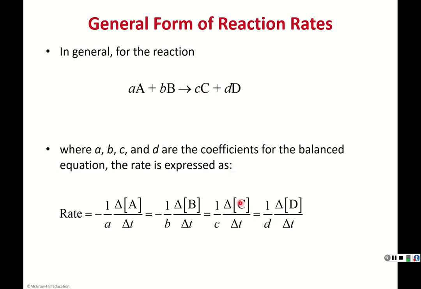Okay, those are equal and opposite to the products. So the products would be 1 over c, delta C over delta T, right? And it's a positive value. There's no negative sign there now. And that equals the same for D, 1 over little d, multiplied by the change in concentration of D over the change in time. So that's just in general how we would write the rates for any reaction.